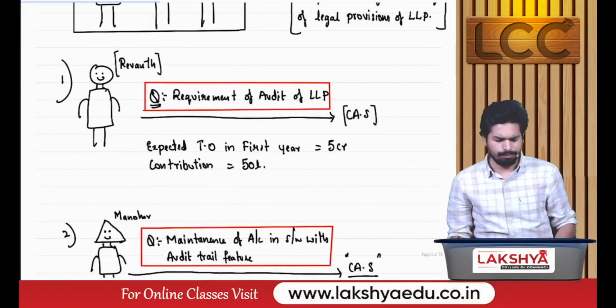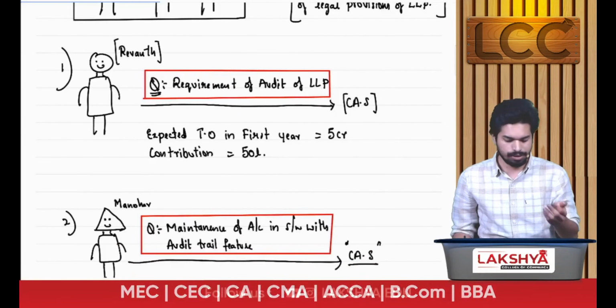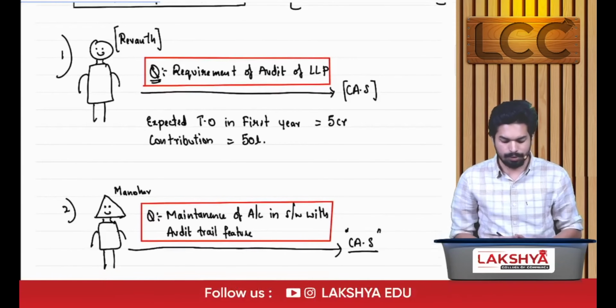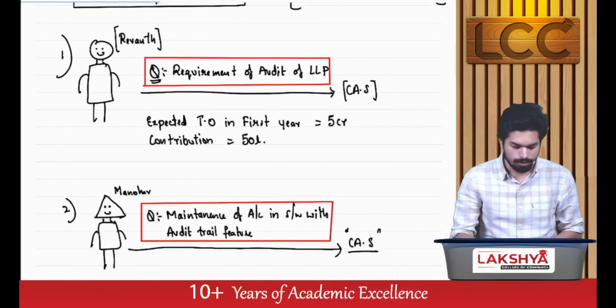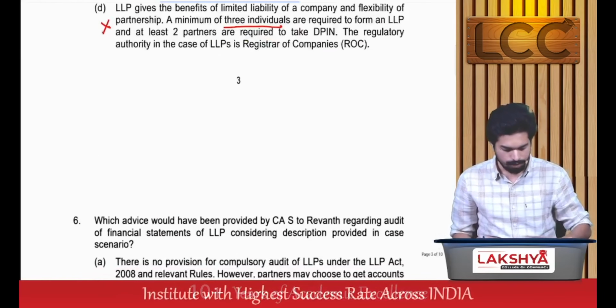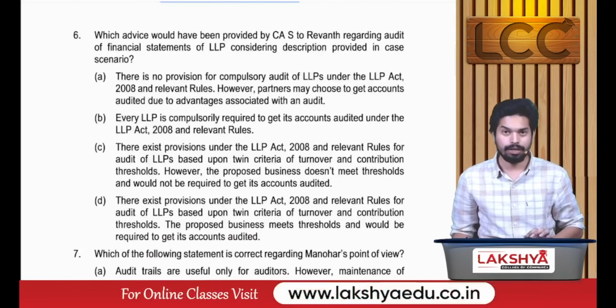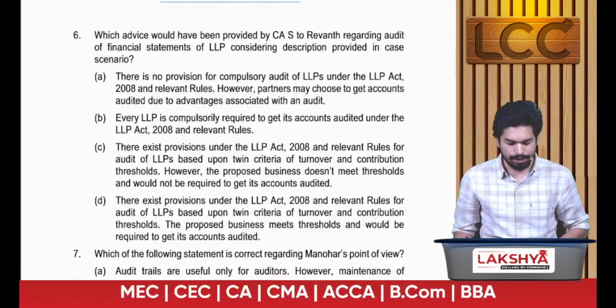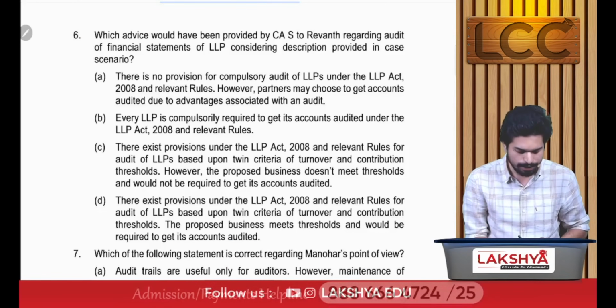Next, Revant is having a doubt regarding the requirement of audit of LLP. That's why he has approached CAS. The expected turnover in the first year is 5 crores and the contribution is 50 lakh. Now the question here is, which advice would have been provided by CAS to Revant regarding audit of financial statements of LLP, considering the description provided in the case scenario?